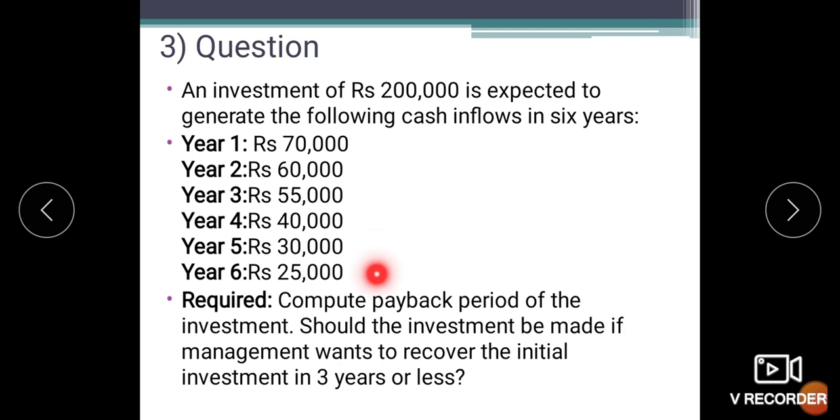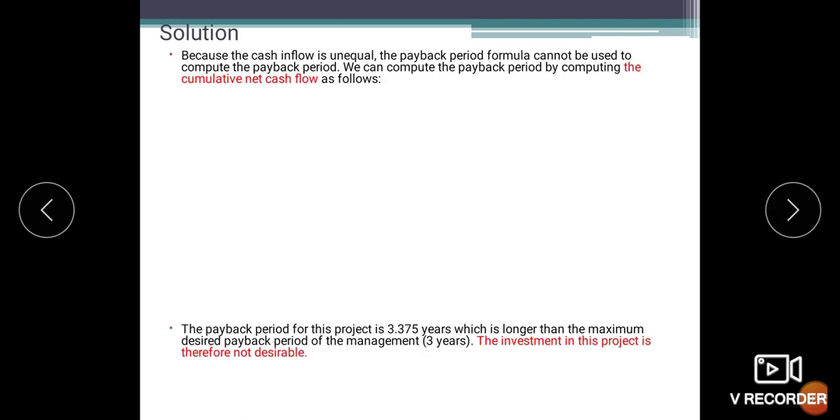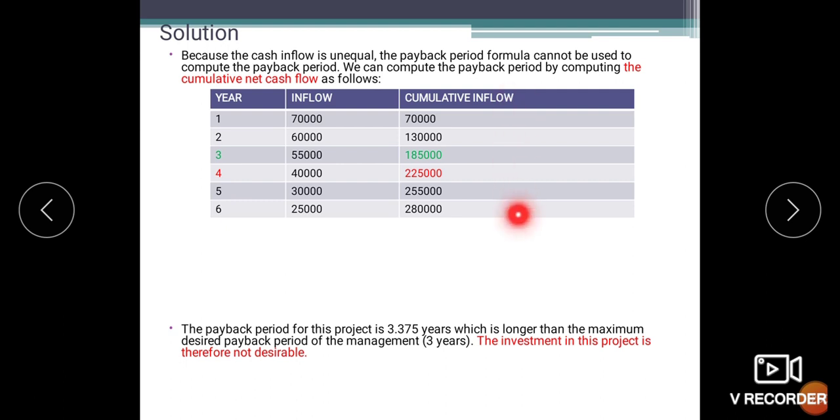So here one thing is sure, the payback period formula is E plus B divided by C because cash inflows are unequal. And since the cash inflows are unequal, we need to cumulate the cash inflow. Because the cash inflows are unequal, the formula of initial investment divided by net annual cash inflow cannot be used to compute the payback period. That formula is not applicable. We can compute the payback period by computing the cumulative net cash flow. So we should draw a table for the cumulative cash inflows.